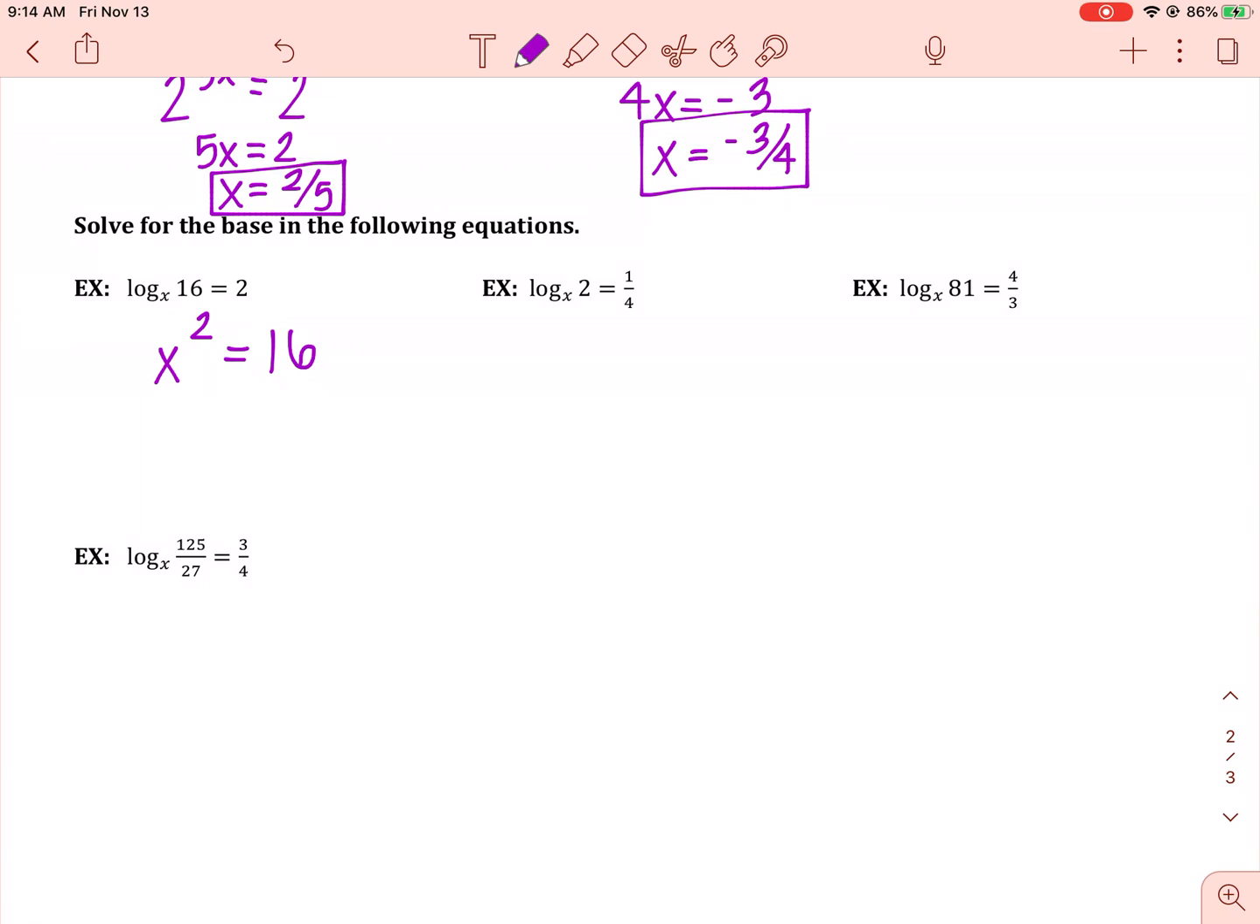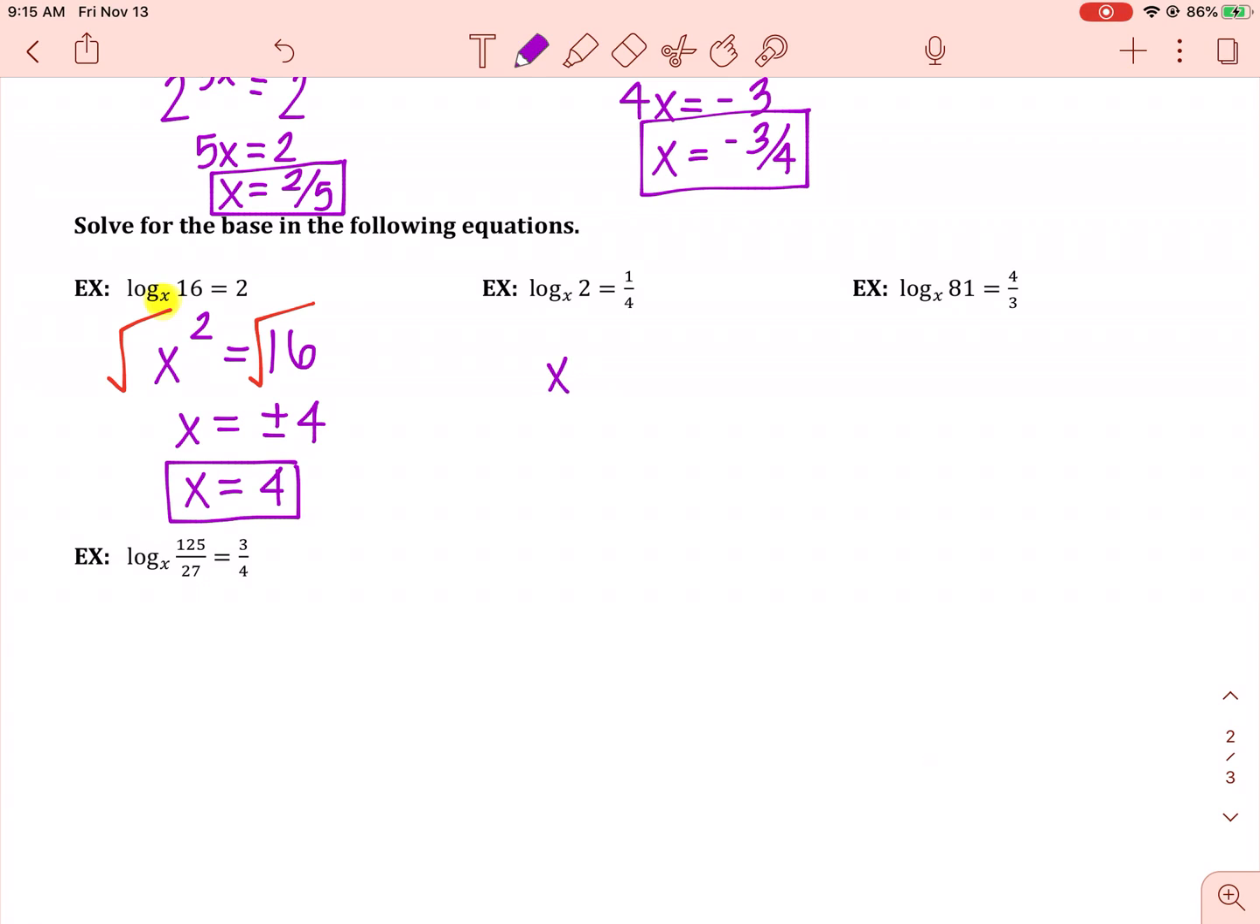Well, you could just take the square root of both sides. And you will get x equals plus or minus 4. But wait, the bases cannot be negative. Since the bases can't be negative, the only option is 4. Okay, so write down here, whenever you have any bases, they cannot be negative.